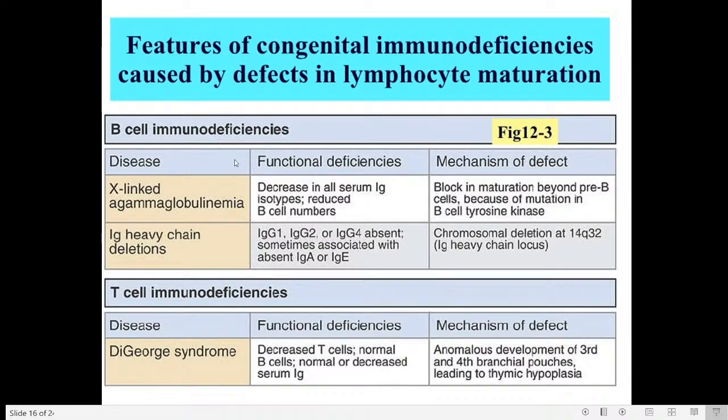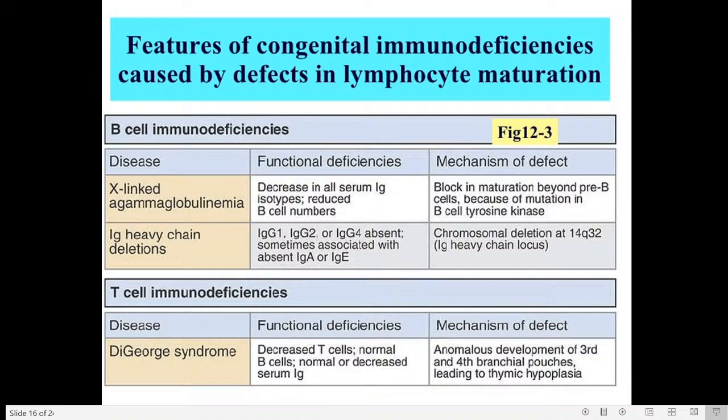Here I mentioned them. B cell affected means the disease called X-linked agammaglobulinemia. In this, there is some functional defect with reduced B cell count. If there is a disease called Ig heavy chain deletion, it means IgG and all those things are absent. So the absence of IgA and IgE makes an Ig heavy chain deletion.